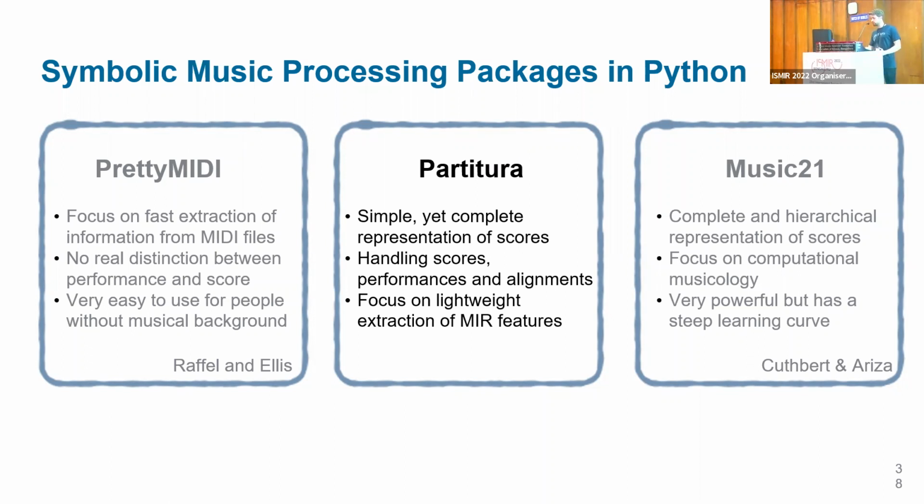Instead, we want to position our package in a sort of middle ground. Pretty MIDI is very, very easy to use. It's focused on extraction from MIDI files. However, there are some limitations, like there is no real distinction between performances and scores, which, as I showed you before, are very different data types, so you may want to treat them differently. And Music21 is a package for computational musicology. It is very complete, and has many options inside, also to create scores, and a very advanced nested representation of music.